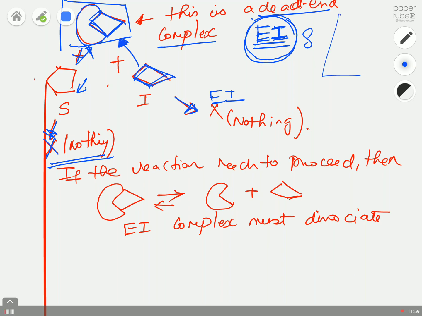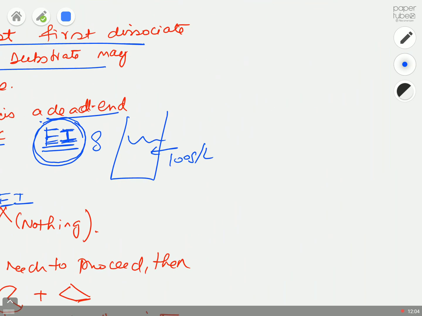Just imagine you have a reactor with a substrate concentration of 100 grams per liter. If you just have this enzyme inhibitor complex and you plot time versus substrate concentration, your substrate concentration will be constant, and that's because your enzyme inhibitor complex will never associate with your substrate. That's the main reason you will have a constant substrate concentration in the reactor. So that's the meaning of the dead end complex. It won't do anything to your substrate.